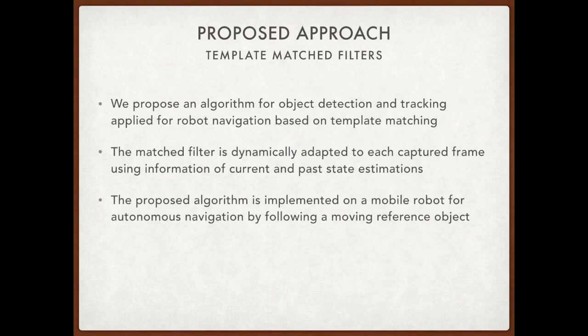So we are proposing an alternative approach based on template matching to construct an algorithm for reliable object recognition and tracking applied to robot navigation. In this case, we are going to present a new algorithm for object tracking based on template matching. The proposed filtering is adapted dynamically to each captured frame of the scene using information of current and past state estimation of the target. And this algorithm is going to be implemented on a mobile robot for autonomous navigation, by following a reference object.